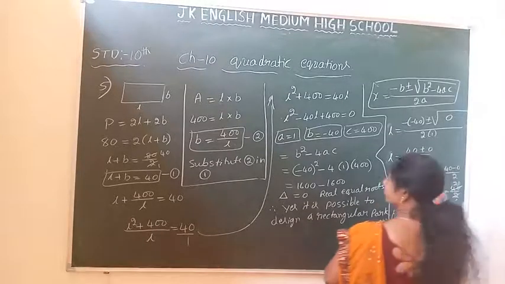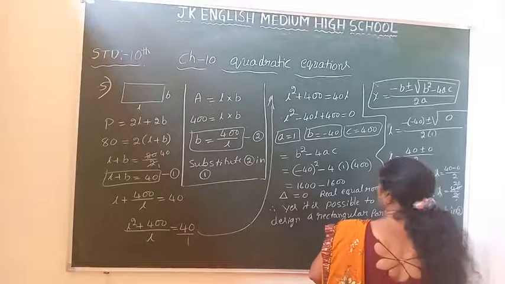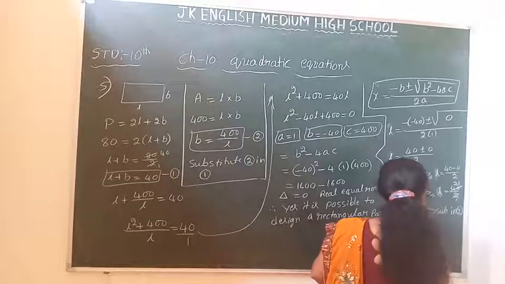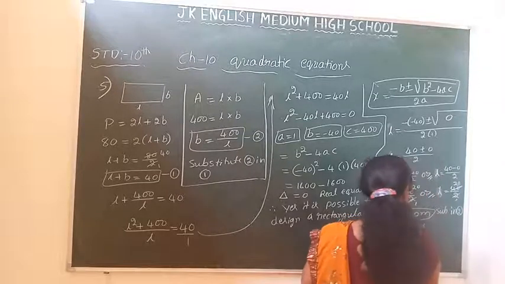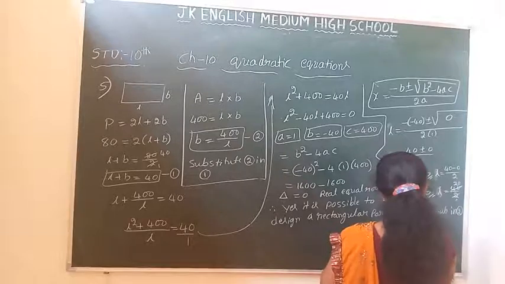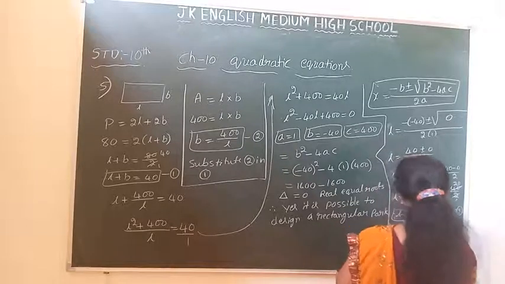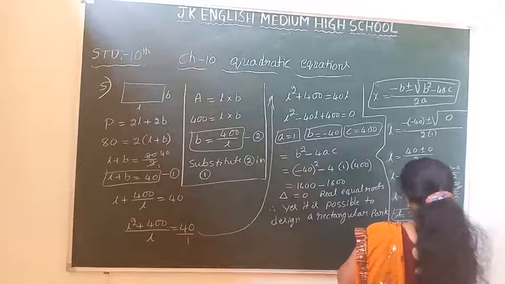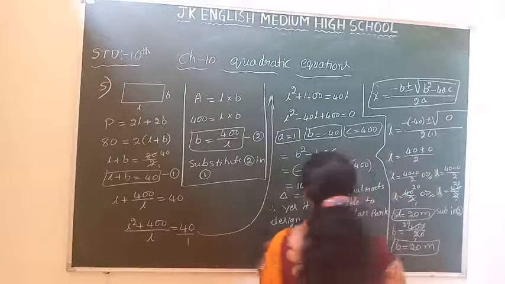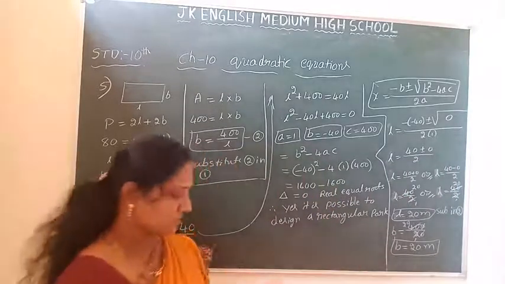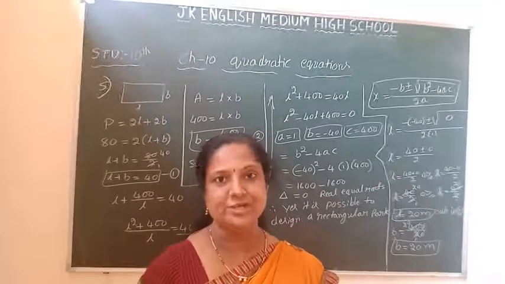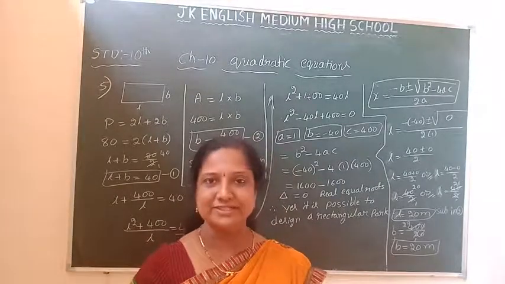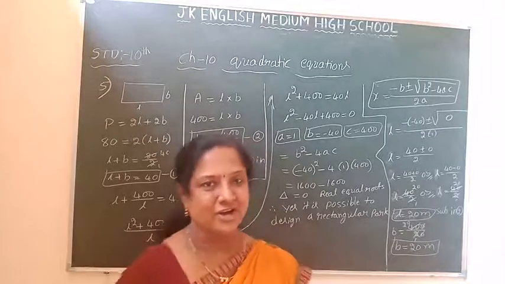In equation 2, if I substitute, the breadth of this rectangular path is 400 divided by 20, that is 20. So breadth is also the same: breadth is equal to 20 meter only. Length and breadth are the same here. Okay children? It is possible to design a rectangular path, as I got 2 real equal roots. Therefore it is possible to design a rectangular path of this condition.